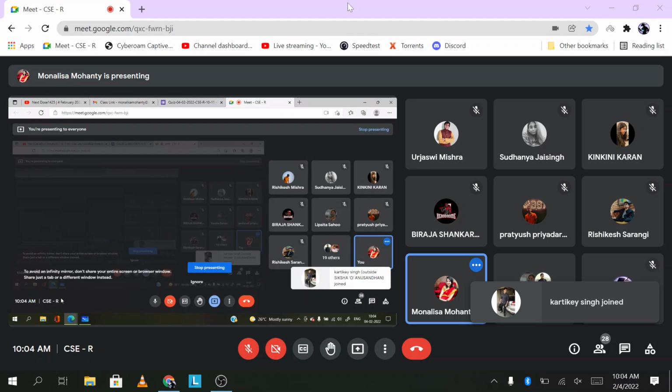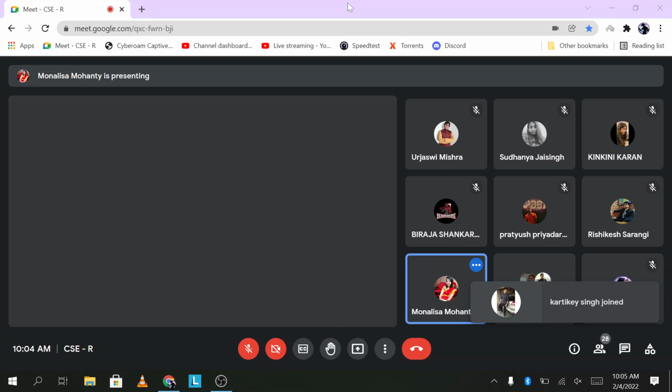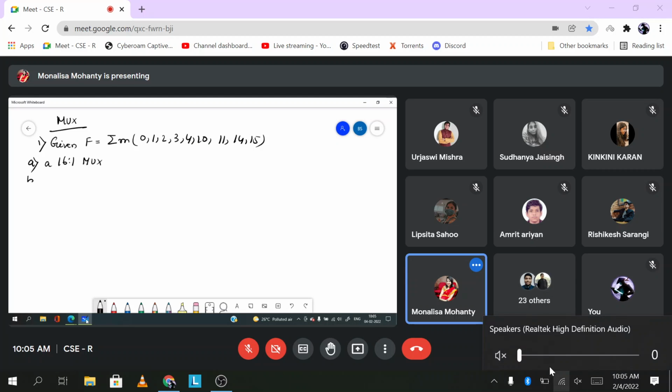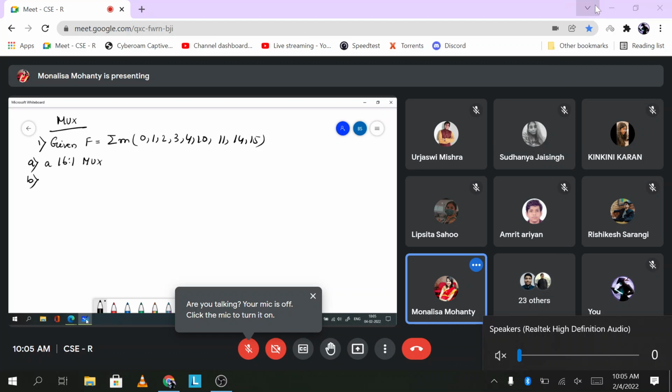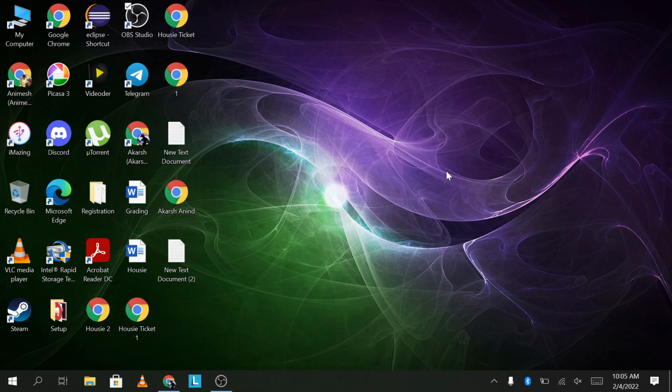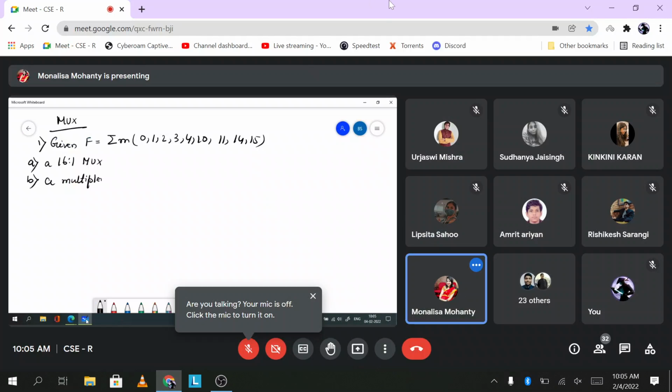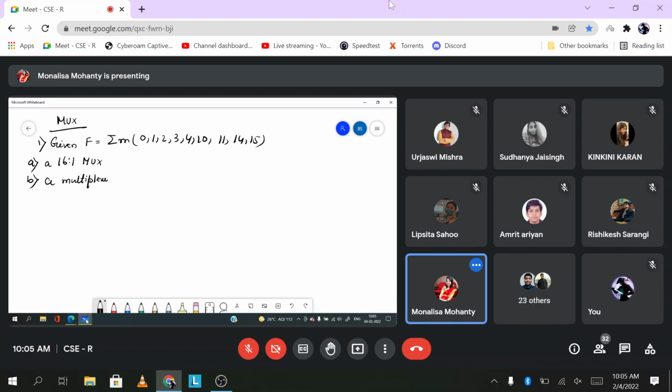Number 1, a 16 cross 1 mux, by number 2, a multiplexer having 3 data select inputs. So we have done such kind of example in the class itself. So let us start solving it.